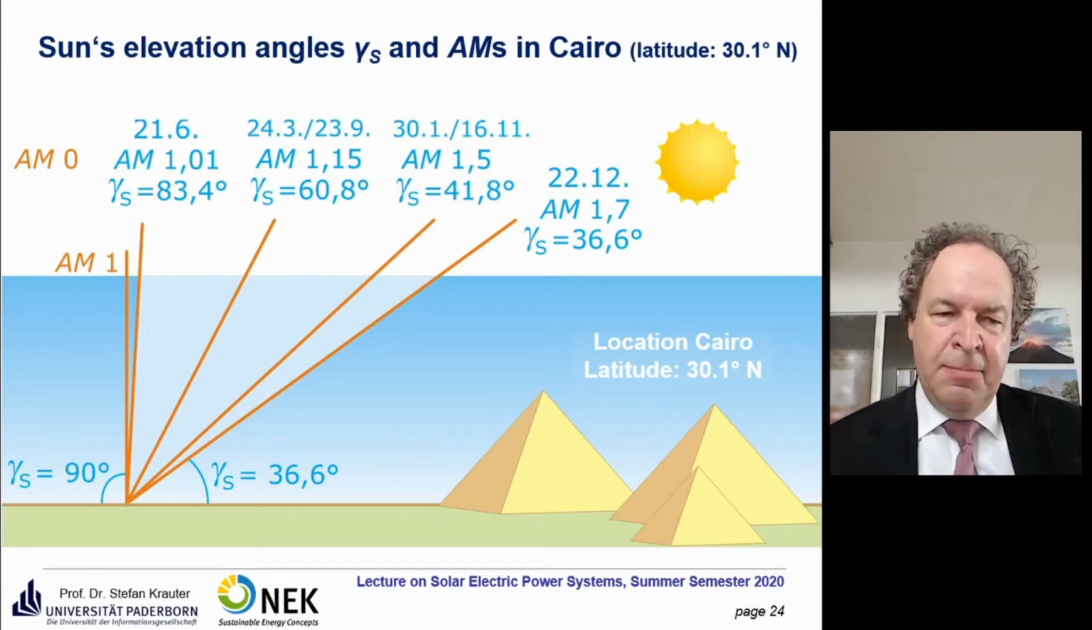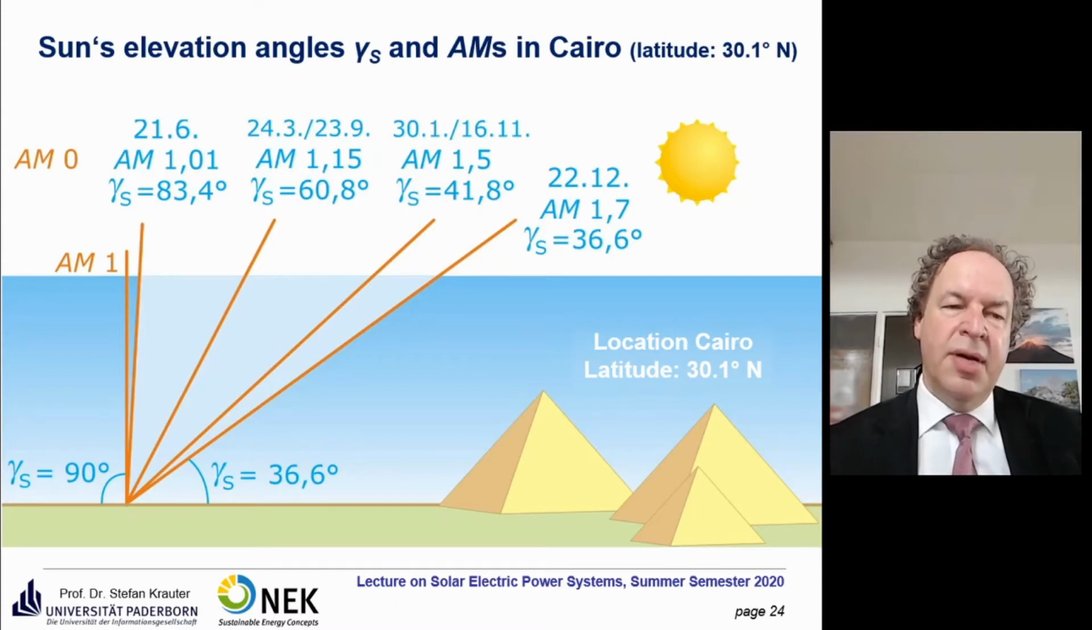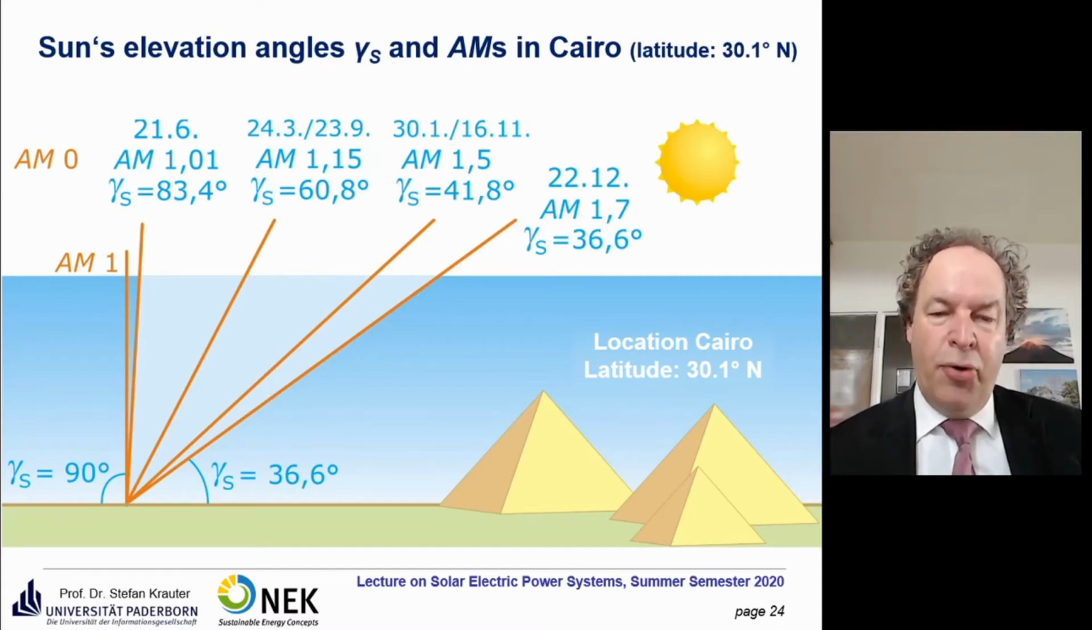So we see that the highest angle achievable in Cairo is 83.4 degrees. That's not perpendicular yet, almost perpendicular. So with not AM 1, but AM 1.01 at the 21st of June. And the lowest position at midday during the year, on the 22nd of December, is 36.6 degrees, equivalent to AM 1.7.